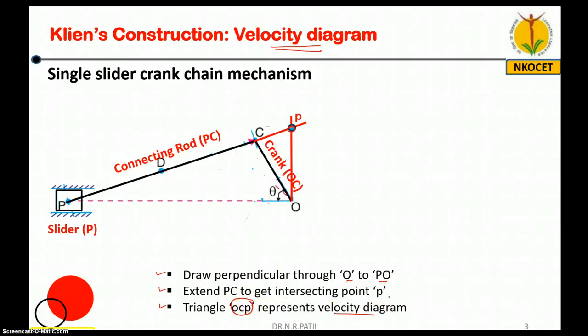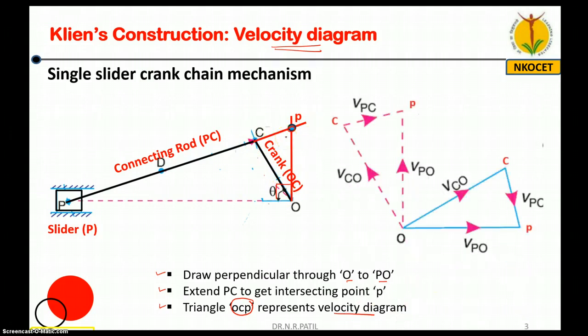So simply you have to draw a single slider crank chain as per given dimensions with the scale. Then draw perpendicular vertical line through O. Then extend connecting rod here to get this intersecting point P. This triangle OCP is a velocity diagram. Now the same is drawn somewhere here. You can see, so this is OCP.